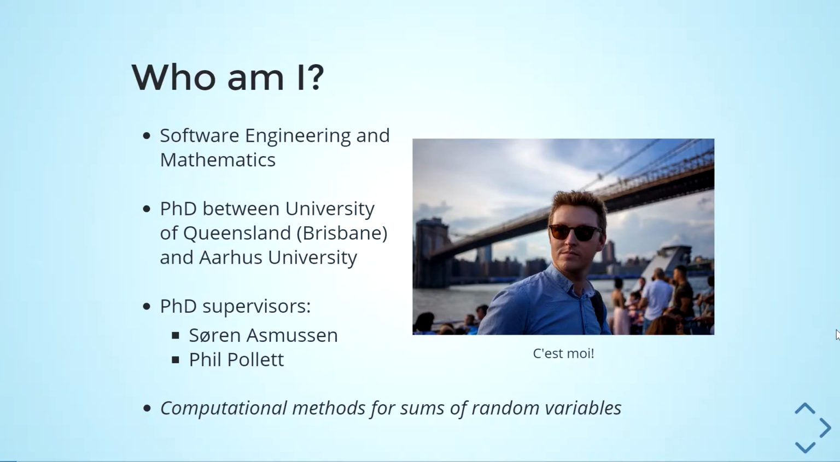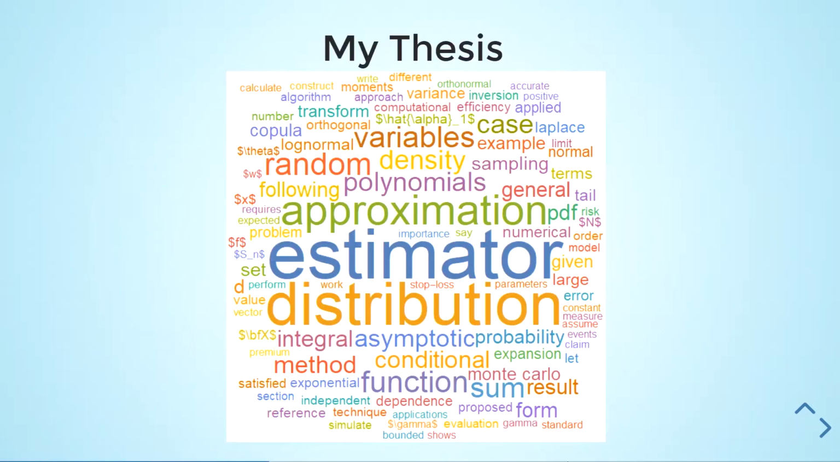So this is the summary of me very quickly. My background was originally software engineering before I moved over to probability theory. I'll talk more about that in a moment. And I guess my supervisors, you might know, Søren Asmussen, he's visiting in 2 weeks or 3 weeks. And in Brisbane, my supervisor for my PhD was Phil Pollitt. This is just a word cloud of what my final PhD thesis was.